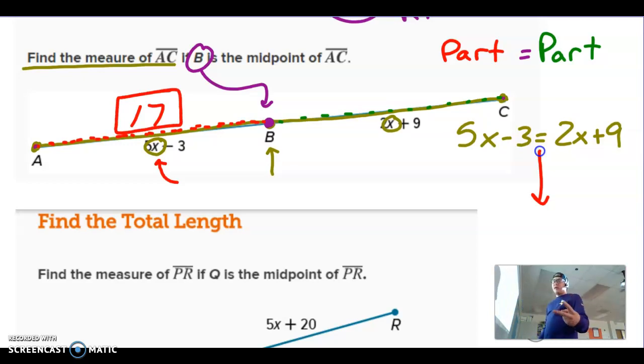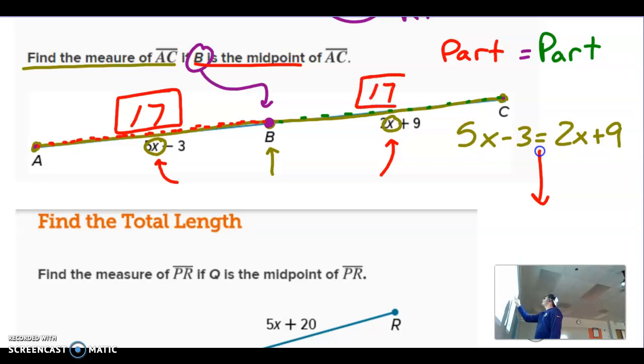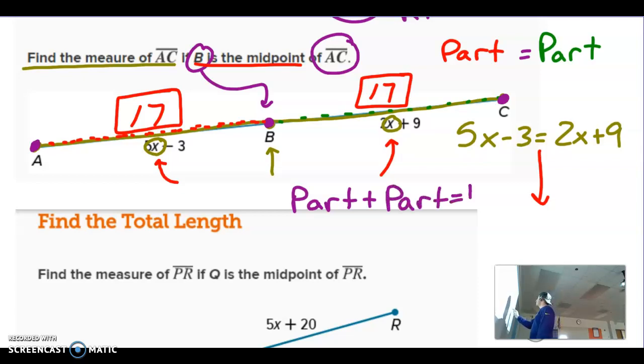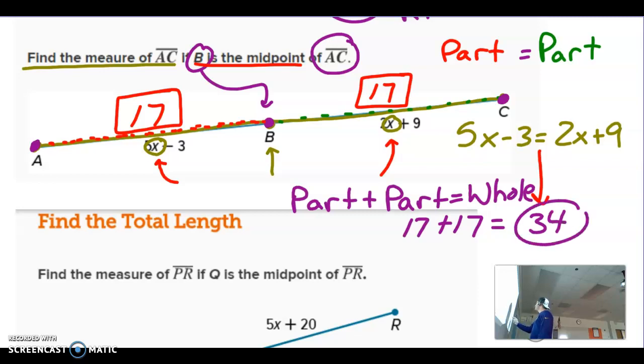So two things can happen here. You can either plug that same x in over here and solve again, and that's how you're going to check your answer. Or if I know AB is 17, because B is the midpoint, that means BC is also going to be 17. So what did they initially ask us? What is the measure of AC, the entire segment? Since both those parts are 17, part plus part is going to equal the whole, which means 17 plus 17 is going to equal 34. So the measure of AC is 34.